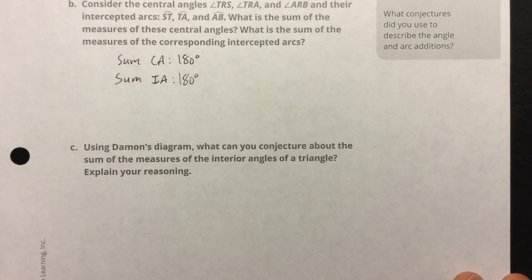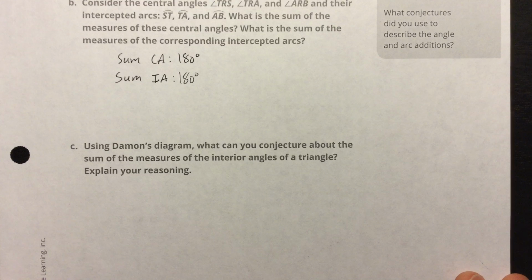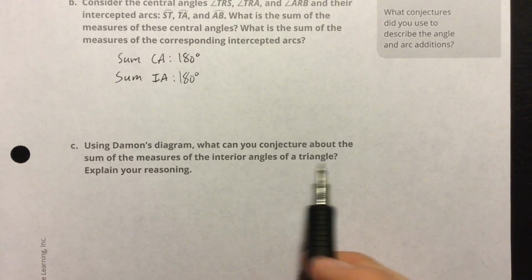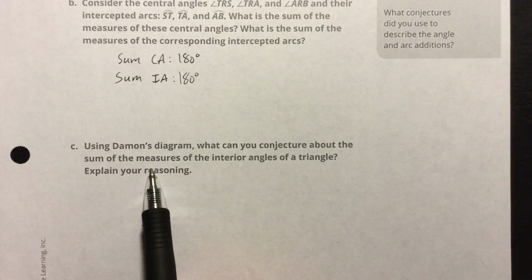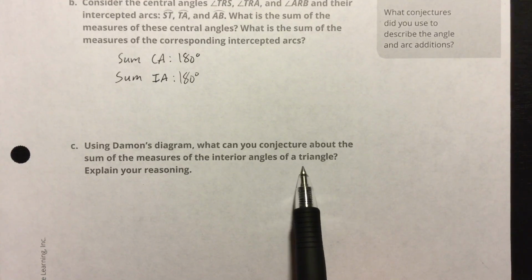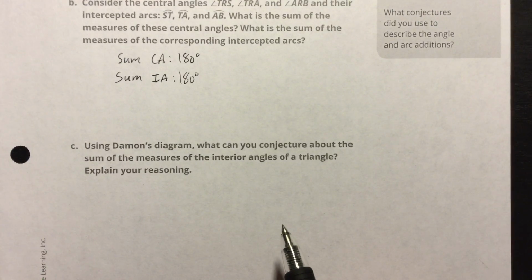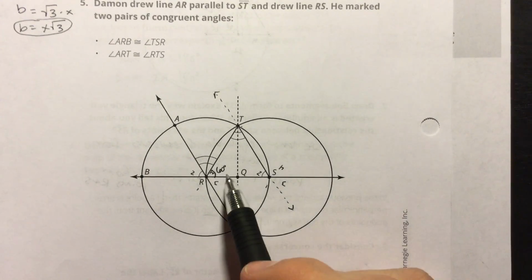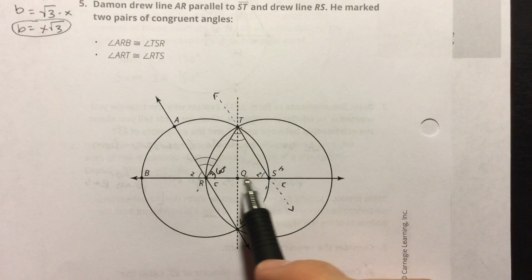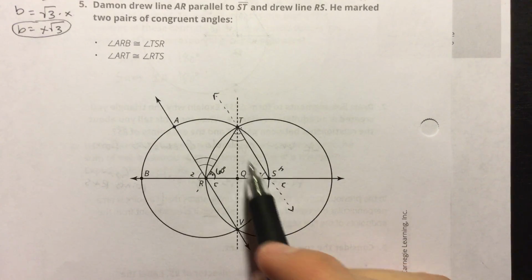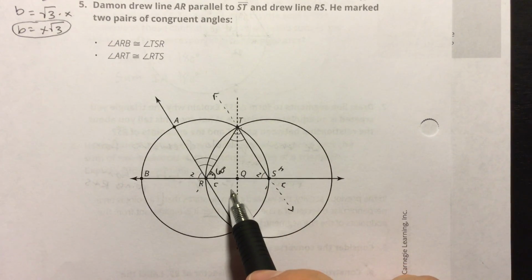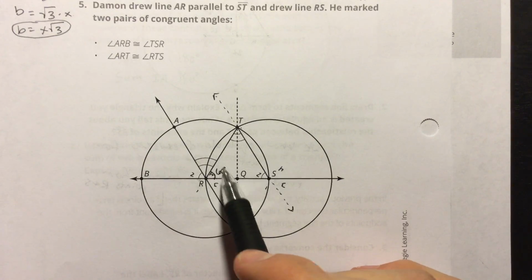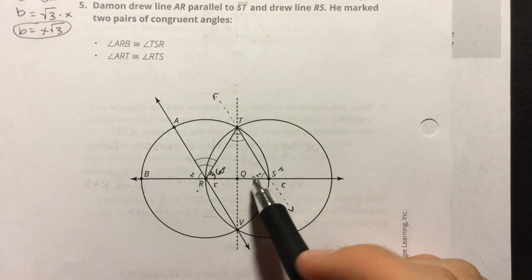Okay, so C says, using Damon's diagram, what can you conjecture about the sum of the measures of the interior angles of a triangle? Explain your reasoning. Well, this is a conjecture we've already made, and the easiest way I think to look at it is to look at our equilateral triangles. Our equilateral triangles have 60, 60, and 60 degree angles.